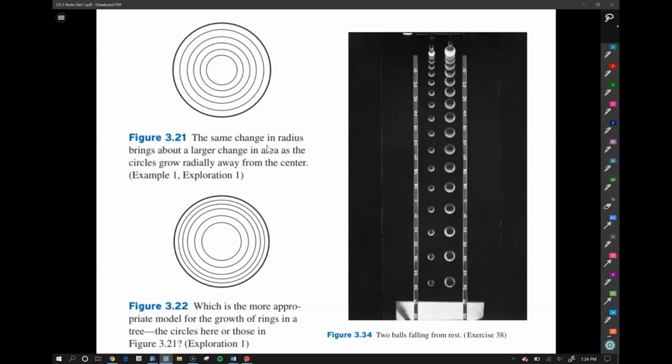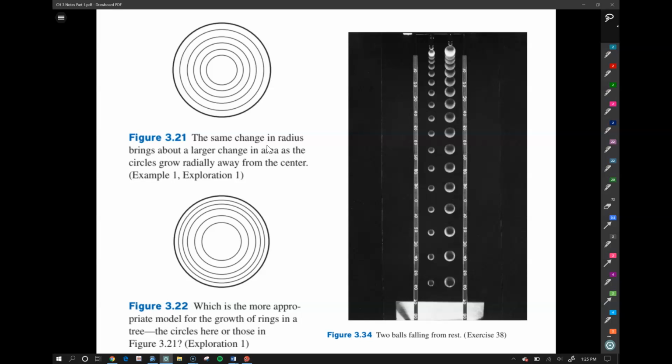So which one actually is a better model for tree rings, the top one or the bottom one? The bottom. It looks more like an actual tree ring. We know the bottom is a better pattern of tree, because if you look at the top, it has the same change of radius every year.